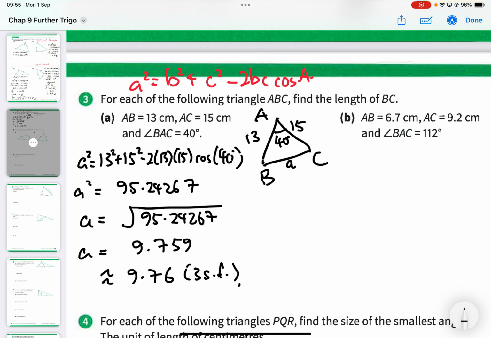If you don't have any, I continue to sketch the next one. For the next one, triangle ABC, AB is 6.7, AC is 9.2, BAC is 112. This one is part B. Then just put in the values the same way. A will be here. I want to find BC. Just nice.